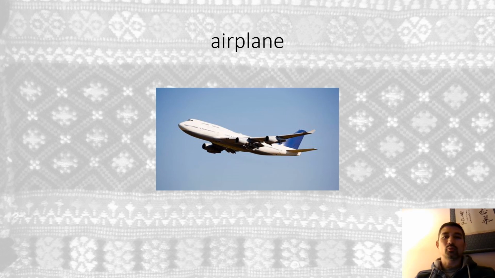Our first word is airplane. Airplane is a real simple word. Everyone knows what an airplane is. I don't need to explain this. But go ahead, take a moment to say airplane. Airplane. And usually when we talk about airplanes, we usually talk about riding in airplanes, or airplanes can land, they can crash. Airplane.